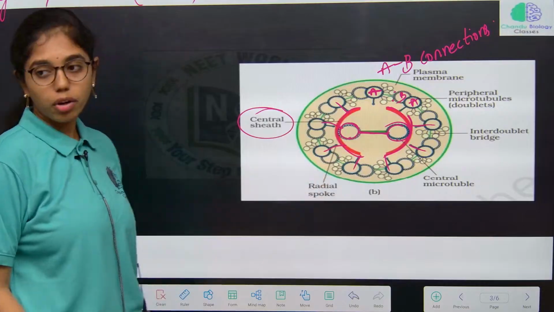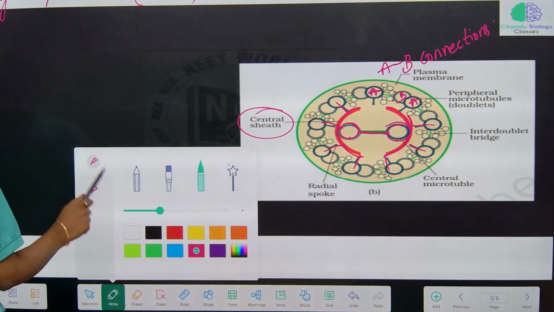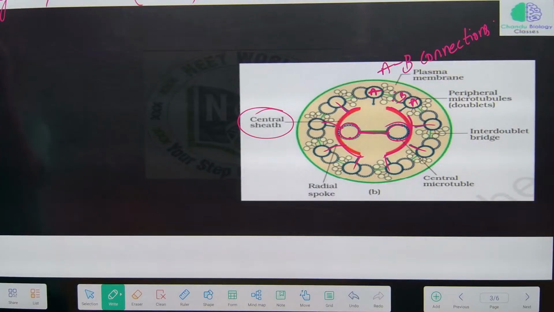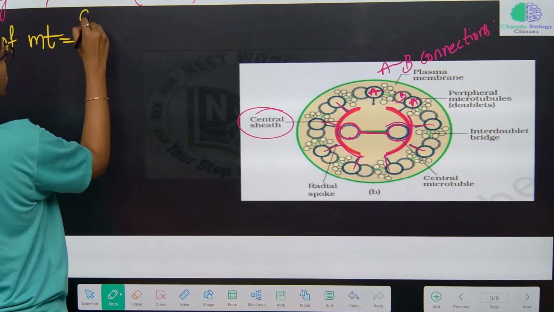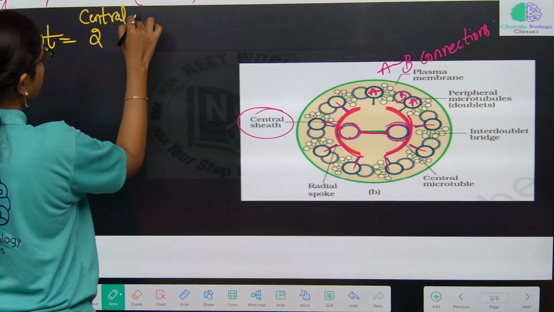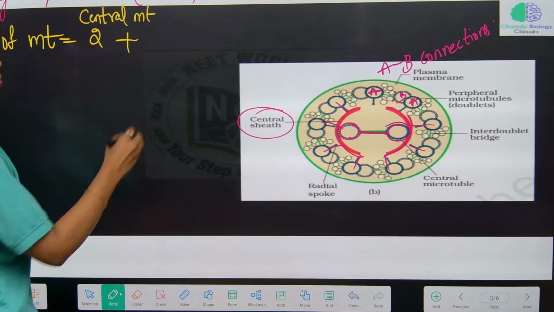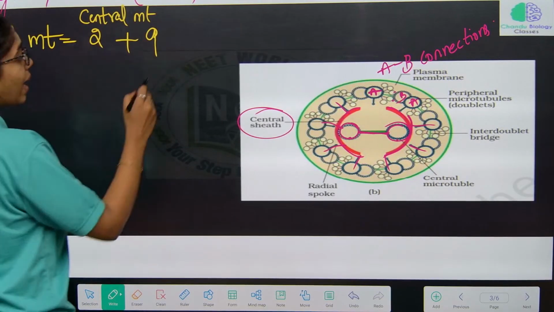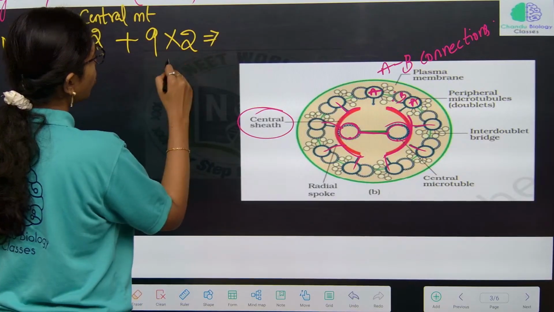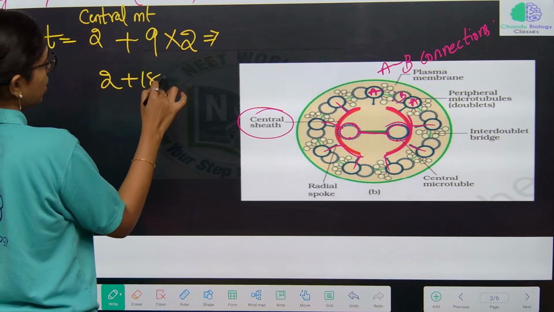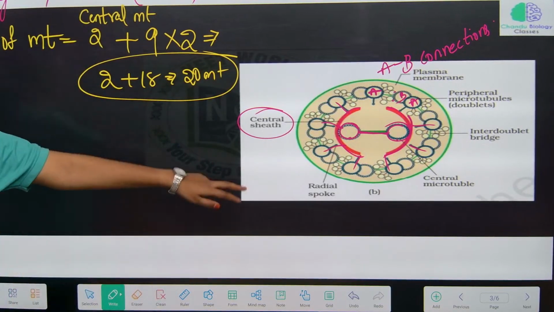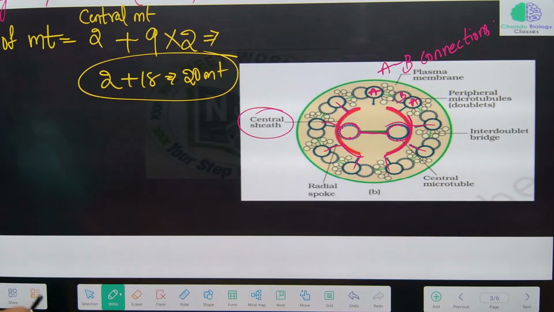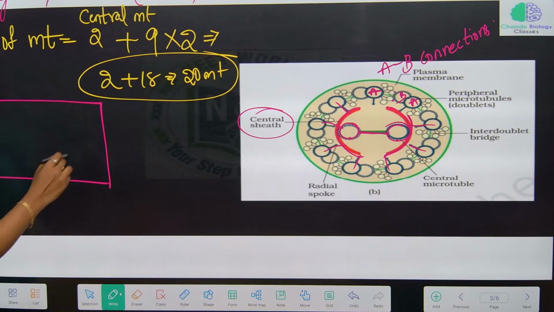How many microtubules are there? 2 central microtubules plus 9 radial spokes, each with 2 microtubules. So the total is 2 plus 18, 20 microtubules. These 20 microtubules you observe in cilia and flagella.